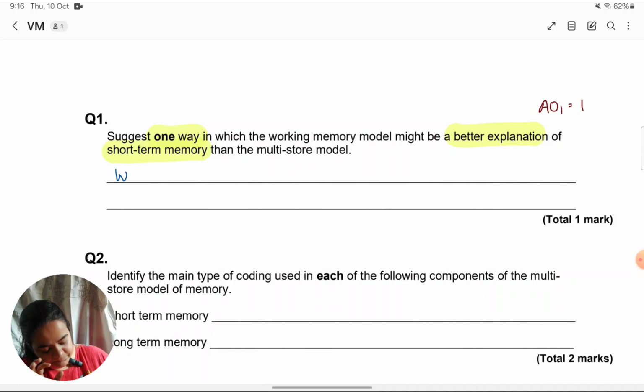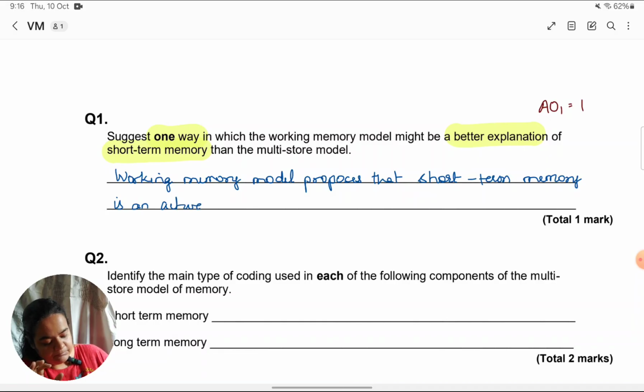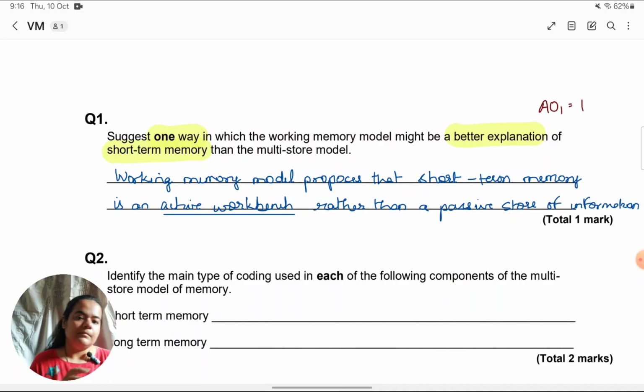Working memory model proposes that short-term memory is an active workbench rather than a passive store of information. So as simple as that.